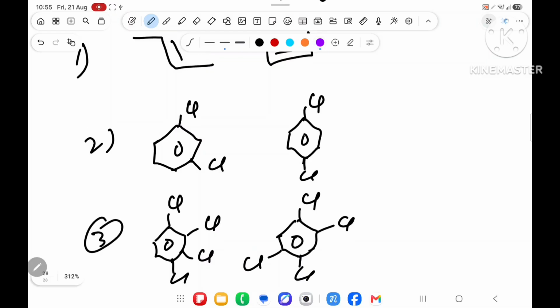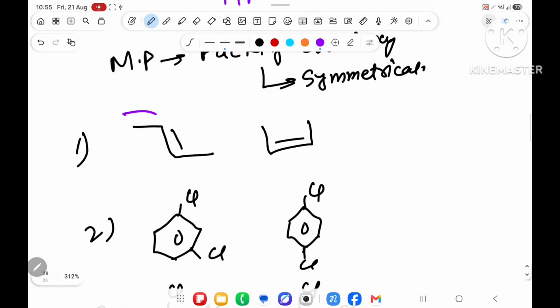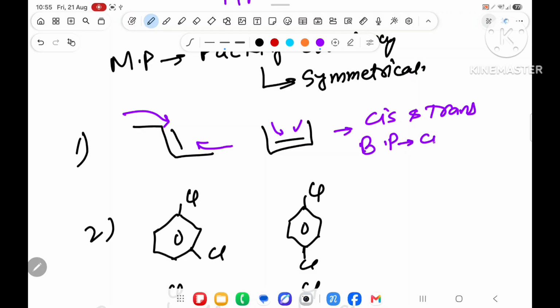Now see over here. Over here it is packed from this side and this side, total packed. Here it is packed from this side only. Bottom side no packing. It means in cis and trans, very important, boiling point of cis is more than trans. But melting point of trans is more than cis. This part you have to learn every time.